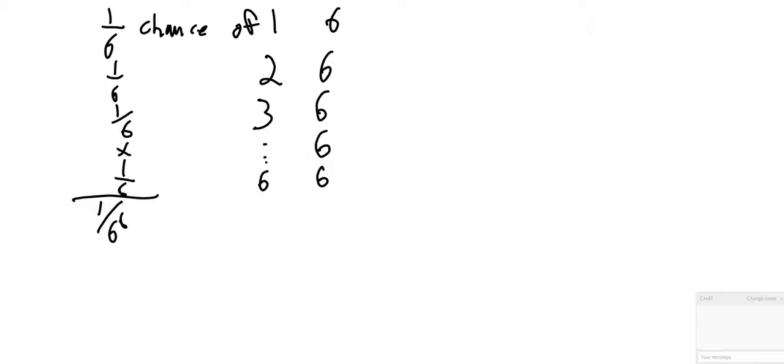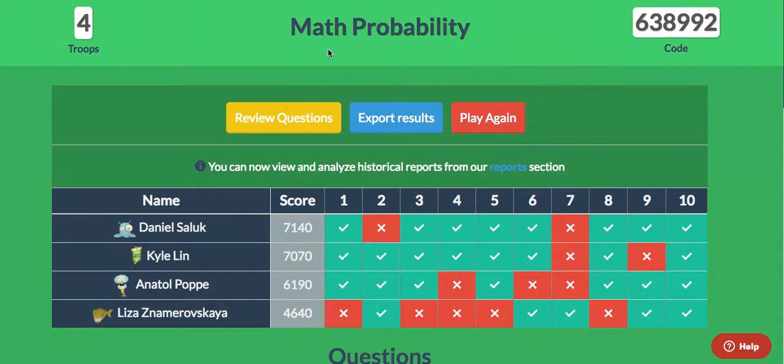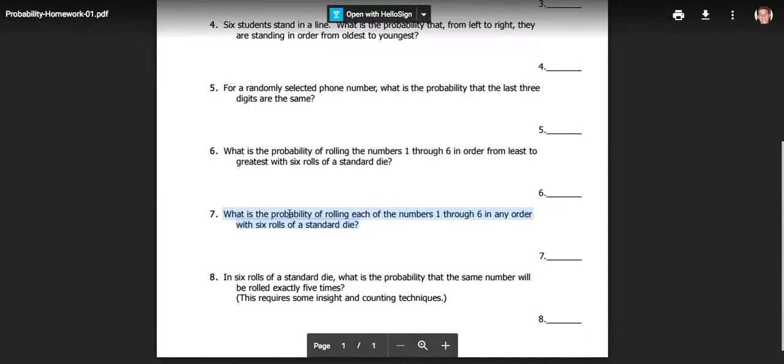That's actually one of the things. The probability of rolling a 6 on every single roll, number 8, is 1 over 6 to the 6th. Oh, what's number 8? Well, number 8 is: in 6 rolls of a standard die, what is the probability that the same number will be rolled exactly 5 times?